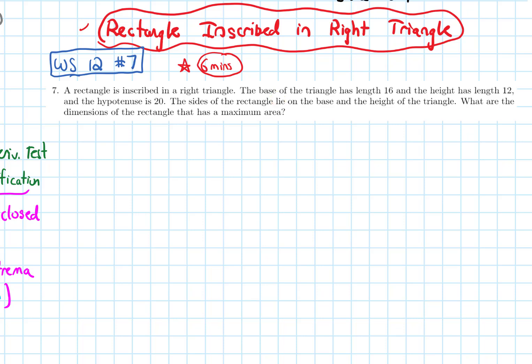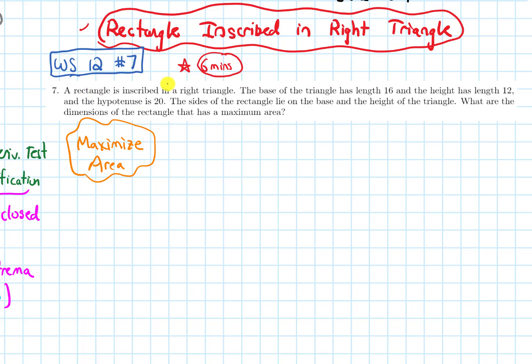Okay, so I want to begin by identifying what it is that I want to optimize. In this case, it says I want to find the maximum area. So I want to maximize the area. Okay, next thing I should do is draw a picture.